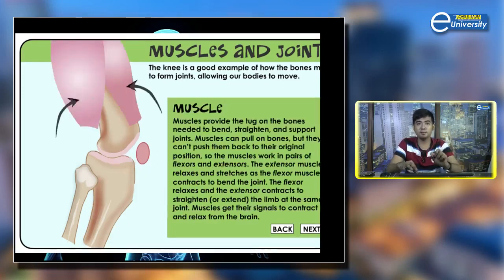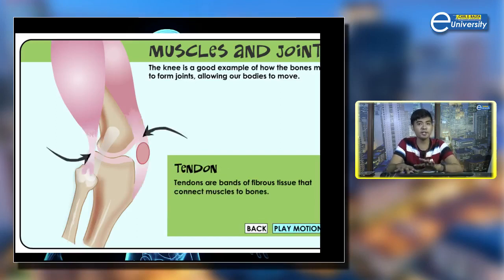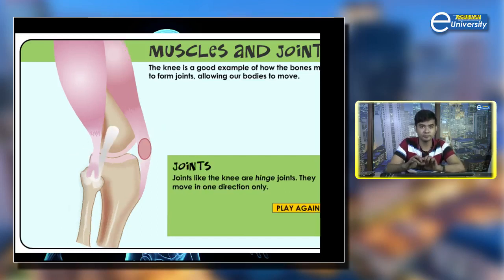And of course, muscles provide the tug on the bones as they pull and push the bones. Ligaments are the long fibrous straps that fasten bones together. So when you connect bones to bones, you use the ligament, while a tendon is used in connecting muscle to bone. So again, ligaments are the connective tissue present in the connection of bone to bone, while tendons are the bands of fibrous tissue that connect muscle to bone.